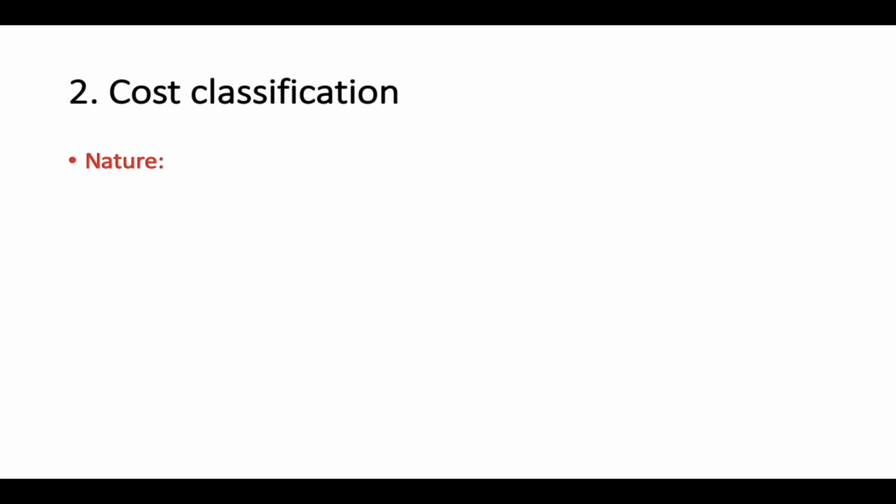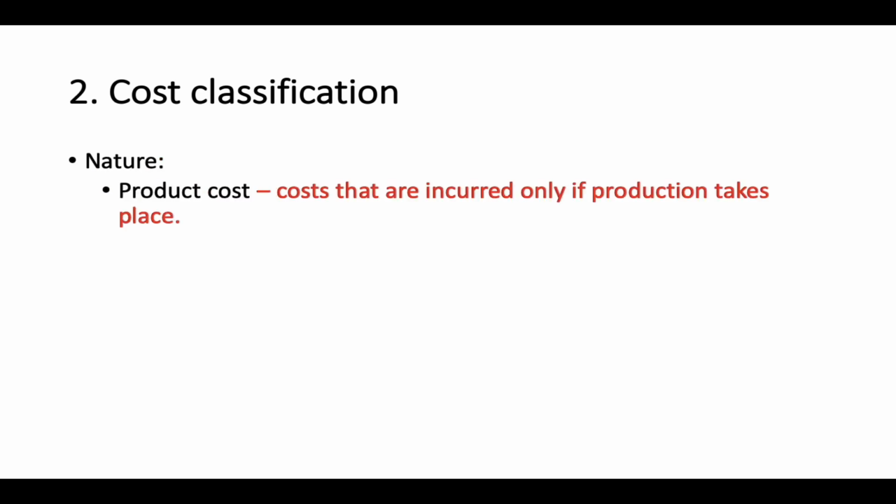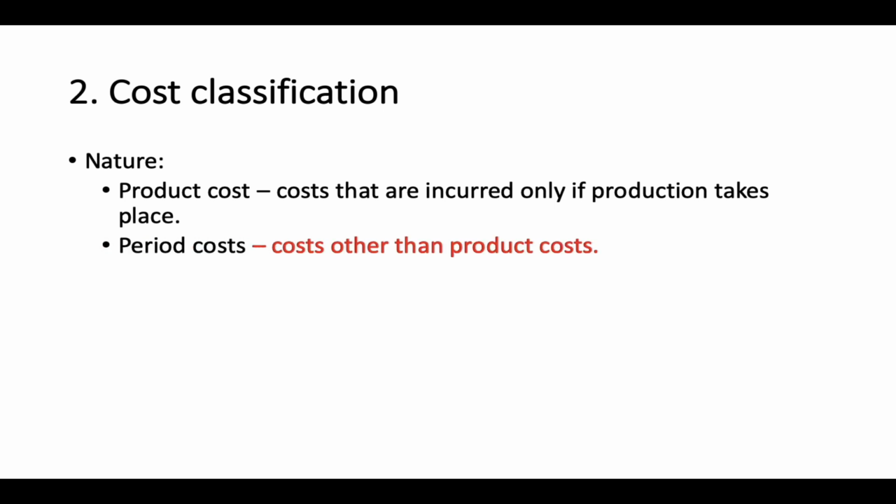Another way of classifying costs by nature is as follows. Product cost. These are the costs that are incurred only if production takes place. Period costs. These are the costs other than product costs. Many period costs accrue on a time basis.